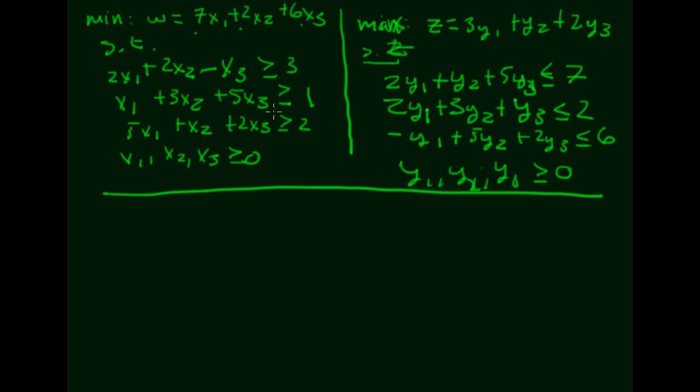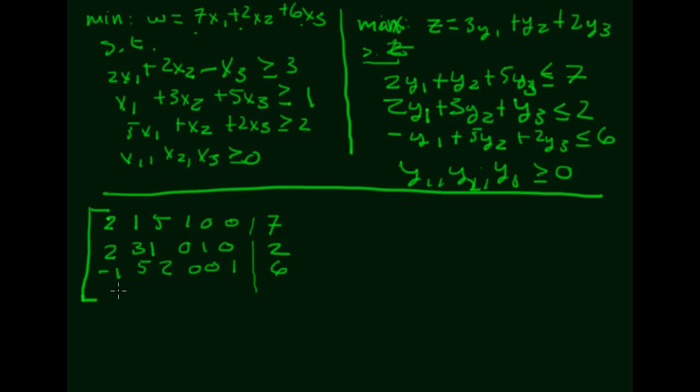Okay. So if you don't trust my work there, actually build the matrix and transpose it, and you'll see that it comes out exactly as we say. So the simplex matrix is based on this maximization problem. Across this I got three constraints, so I'm going to need three slack variables. So it's 2, 1, 5, 1, 0, 0, 7, 2, 3, 1, 0, 1, 0, 2, -1, 5, 2, 0, 0, 1, 6, and then -3, -1, -2, 0, 0, 0, 0.